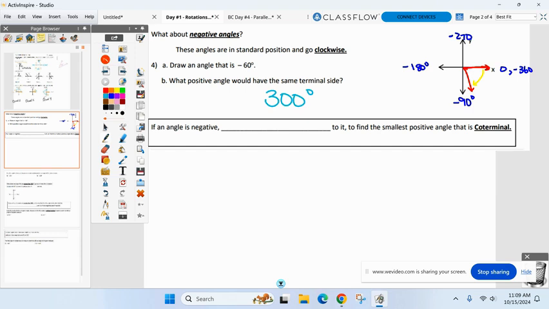How? If I give you a negative angle, how can you find the smallest positive? What'd you guys do there? Subtract. What'd you add to it? How'd you go from negative 60 to 300? Add, yep, there's the rule. Add 360 to it. So if it's negative, add 360, you get a positive version.